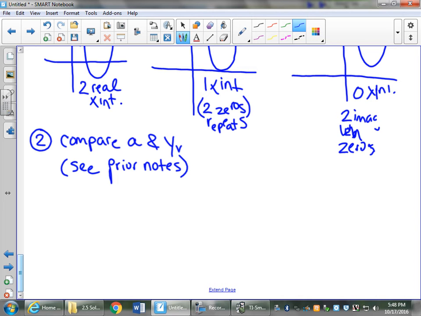Okay, so I'm not going to rewrite all that down again. You already wrote it down in your notes one time. You can go back and try to reference them. Hopefully you're organized enough. So if they're the same sign, that's when there's no x-intercepts. If they're different signs, there'll be two x-intercepts. And if the y of the vertex is 0, there'll only be one x-intercept, or a repeated 0. Okay, so we're going to use something called the discriminant to figure out the solution.